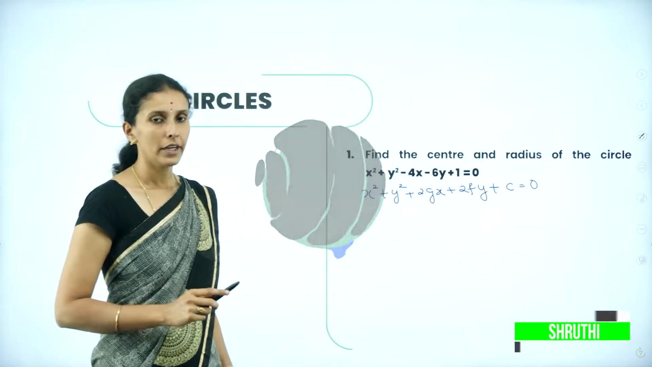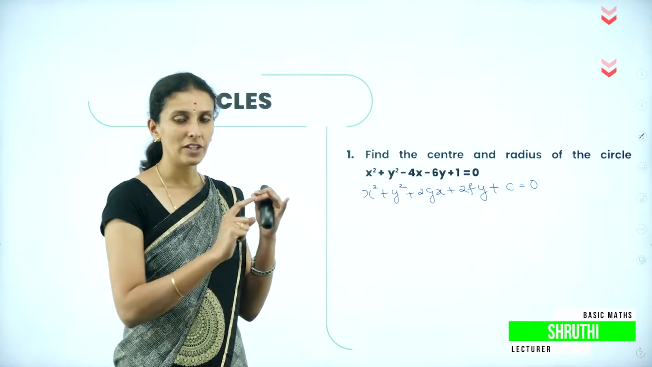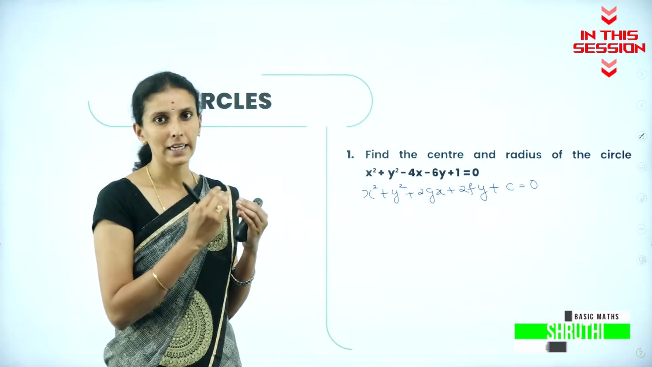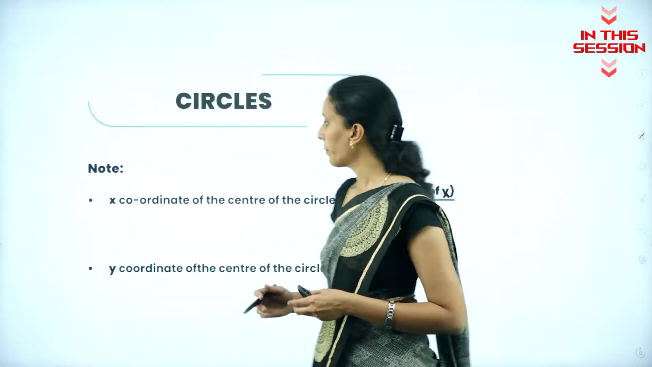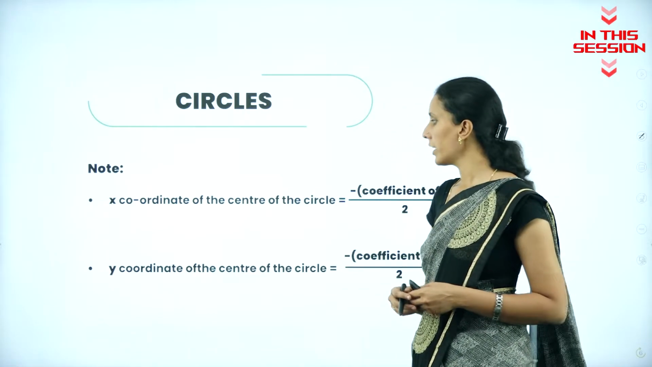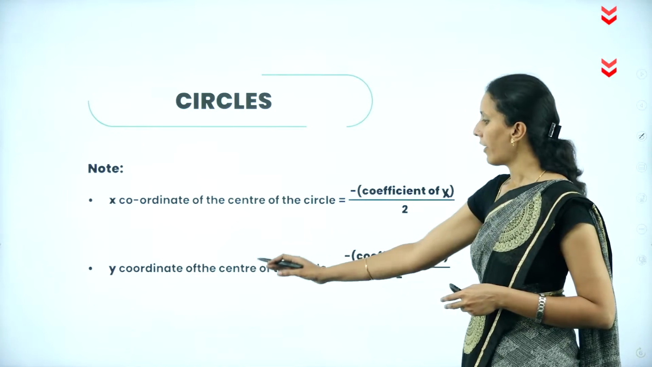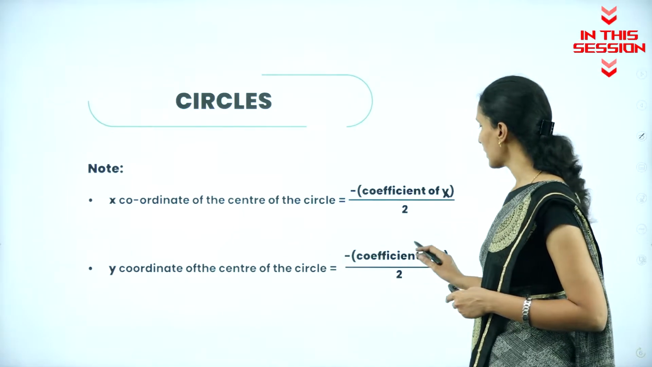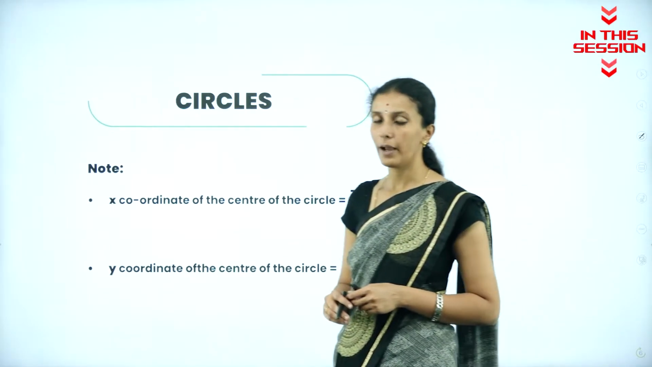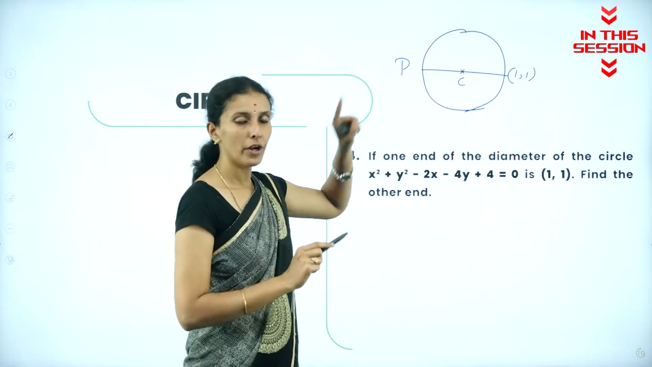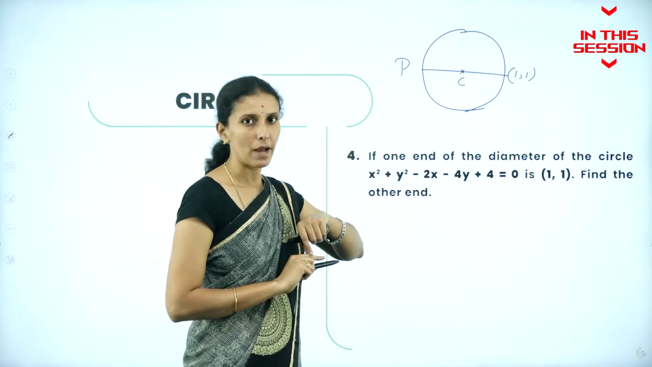So whatever you need, you have three factors here: G, F and C. That is what you require to find the center and radius of the circle. We have an important note here. The x coordinate of the center of the circle is the coefficient of x divided by 2, and the y coordinate of the center of the circle is the coefficient of y divided by 2. We know that the center of the circle is exactly the midpoint of the line segment diameter.